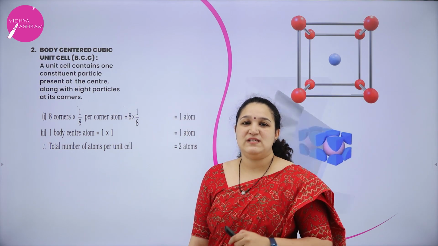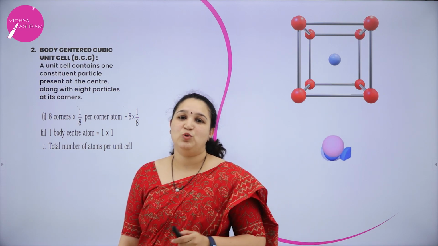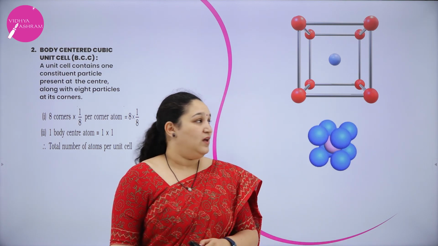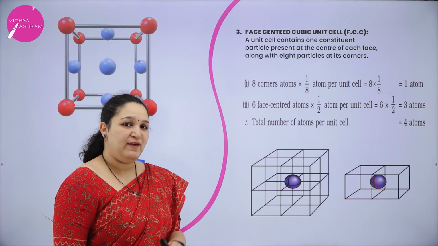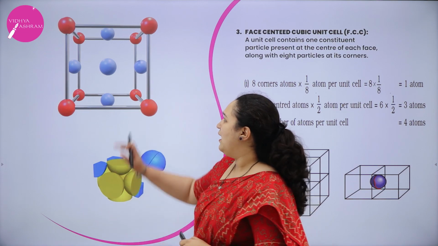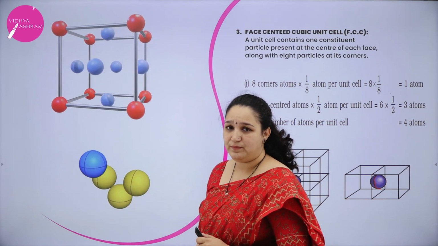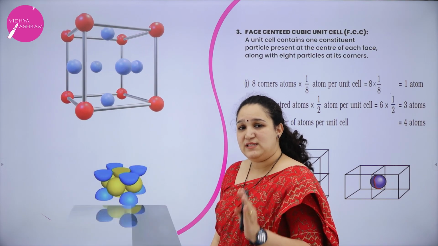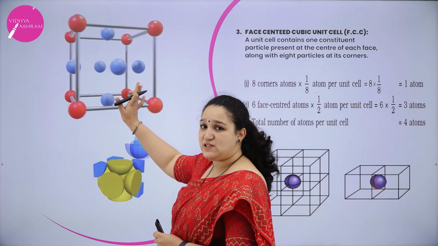Next one, we will see FCC, that is face centered cubic unit cell. In the face centered cubic unit cell, we have 8 particles or 8 atoms in the corners, and in the center of every face we have one atom. So we have 6 faces.